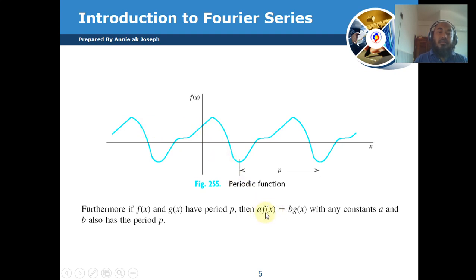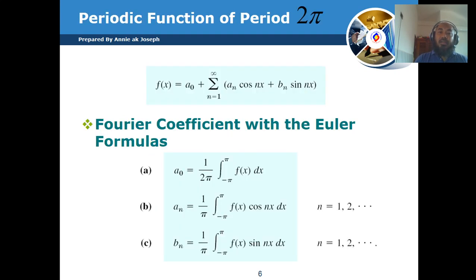If f(x) and g(x) have period p, okay, period refers to this one period, then a f(x) plus b g(x), with any constants a and b, also has the period p. So if we identify that the function has a period, and mostly we deal with sine and cosine, then we are able to solve it by using the Fourier series.